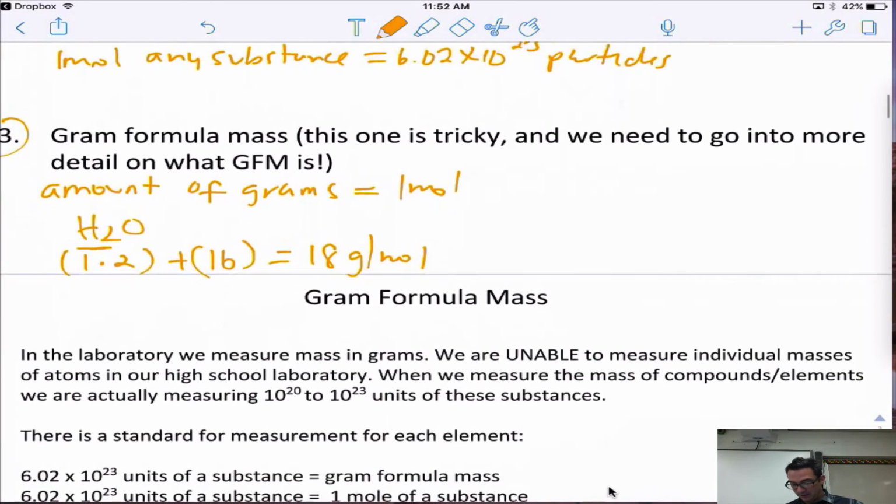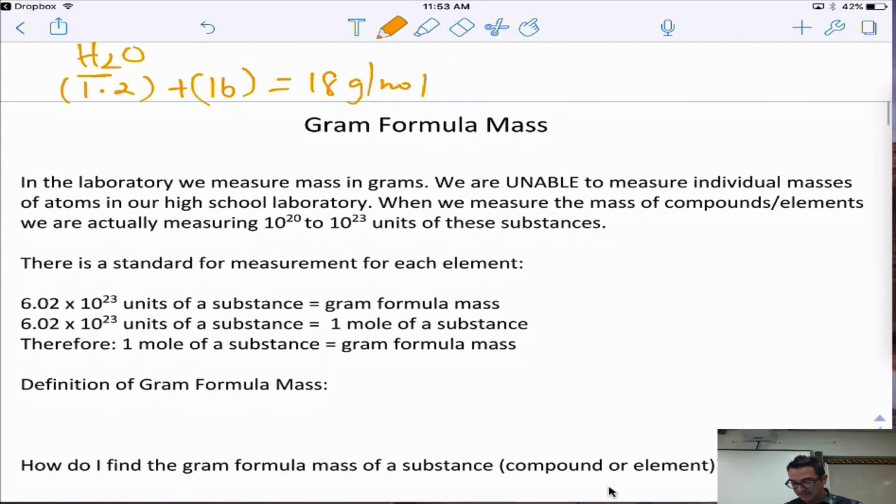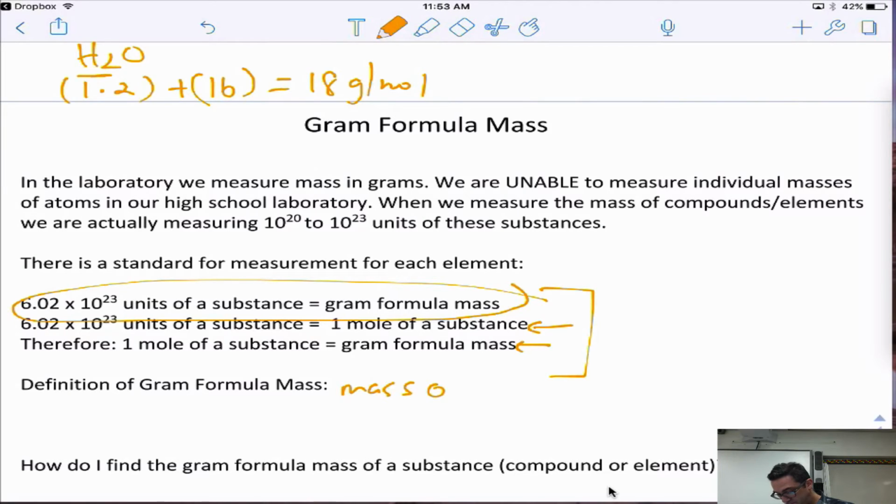Now, gram formula mass, I define it here again, and I also sort of derive it. The idea is that if you have a mole of something, it's equal to 6.02 times 10 to the 23rd. And if you have the gram formula mass of something, it's 1 mole, so you can combine them together. 6.02 times 10 to the 23rd of any substance equals its gram formula mass. So again, the gram formula mass is the mass of 1 mole of a substance.